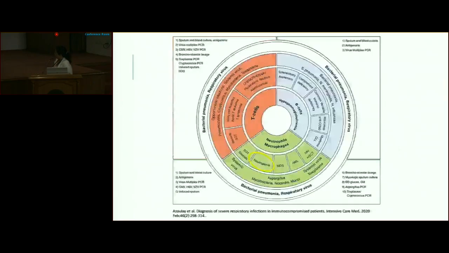This is a chart which shows the etiology of lower respiratory tract infections in patients with dysfunction in various components of the immune system. So while we can see that bacteria and virus can infect all of them, patients with neutropenia, like our patient here, do have a propensity for getting infected with fungi.